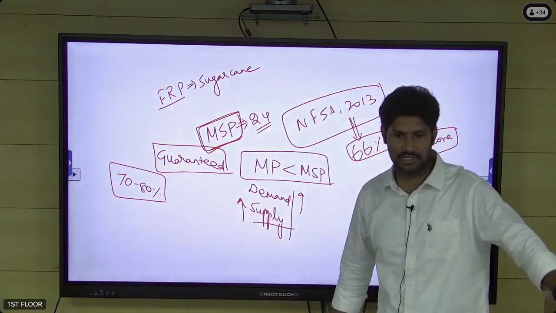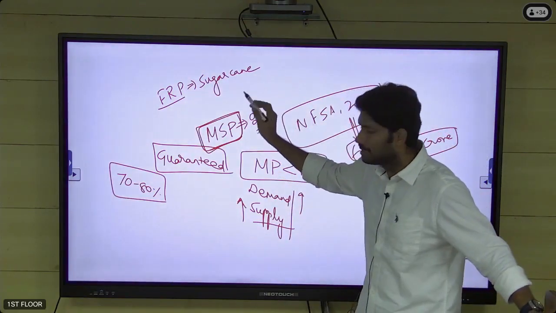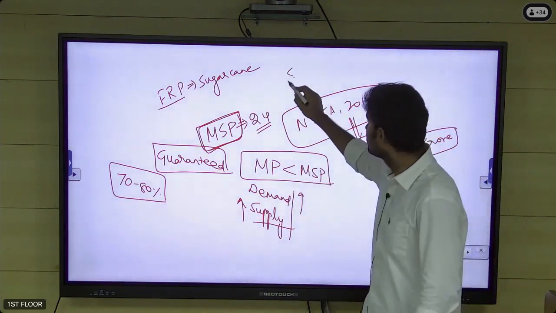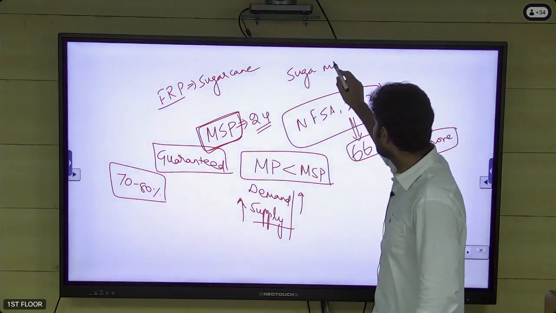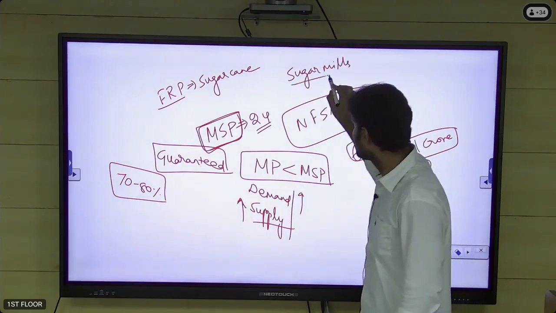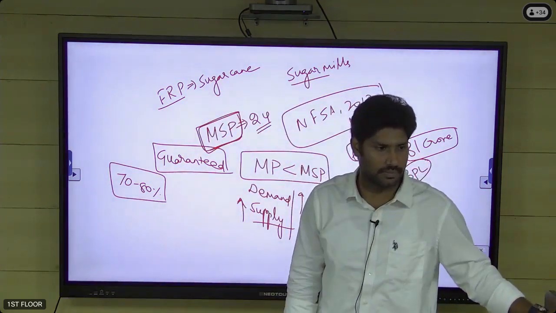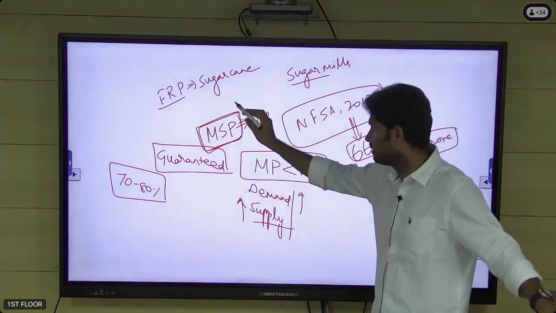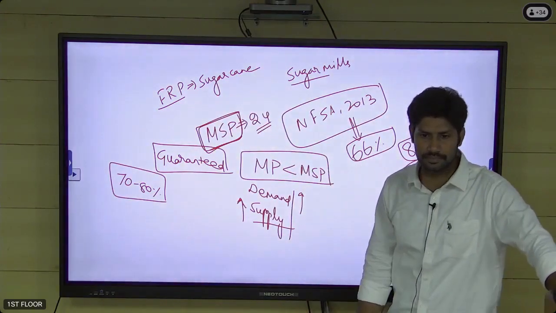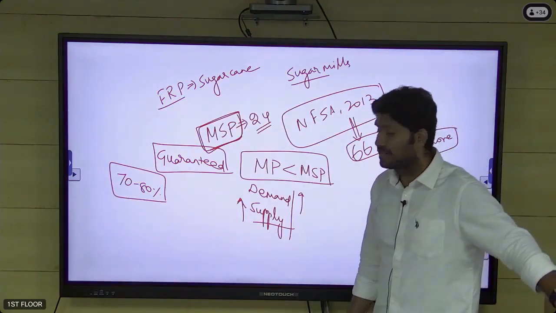Fair and remunerative price. As per the FRP, it's like a contract agreement between the sugar mill owners and the sugarcane farmers. When the farmers go to the sugar mill for processing, the sugar mill owners have to pay the FRP to the sugarcane farmers. The government announces the FRP every year, before the sugarcane season.